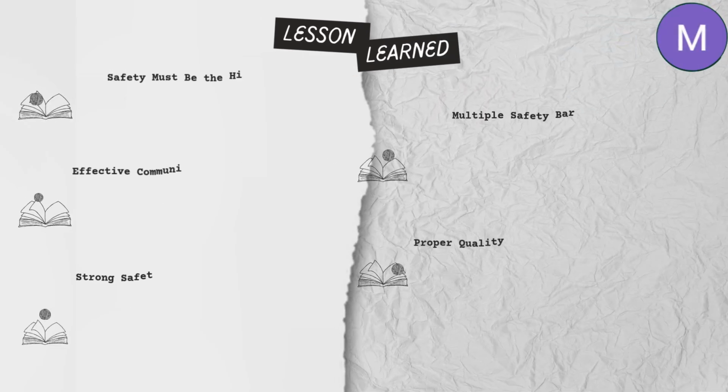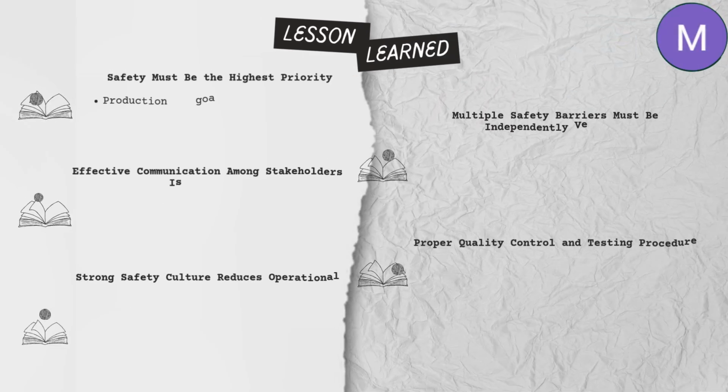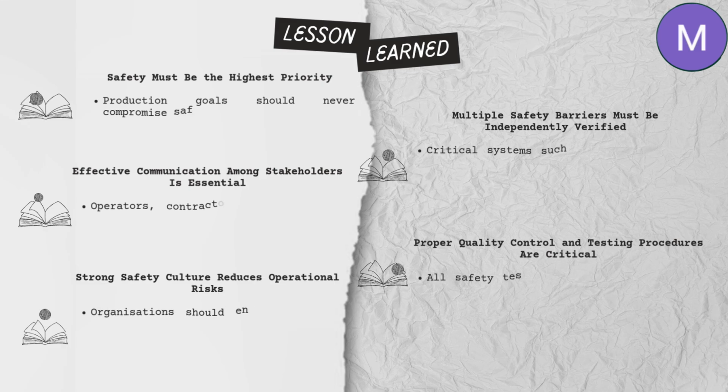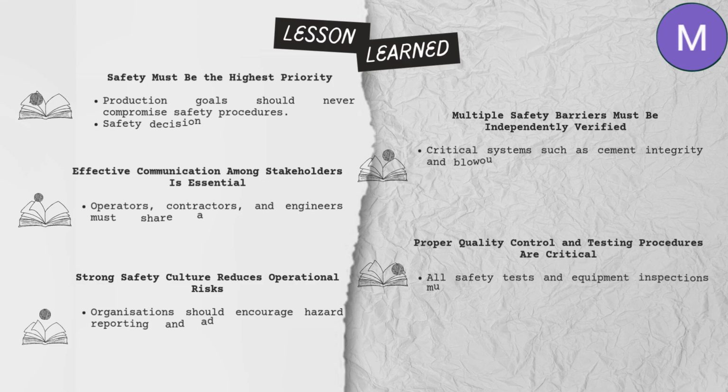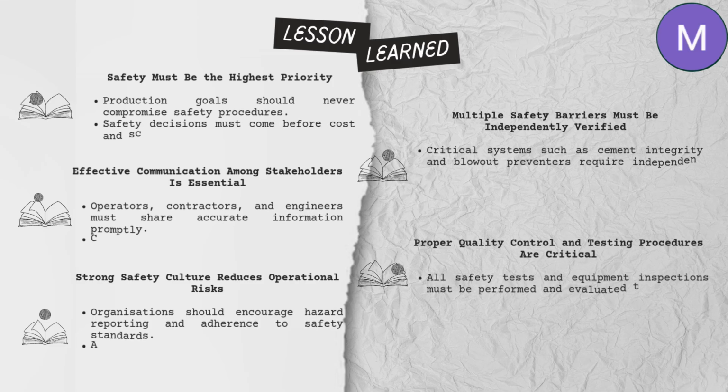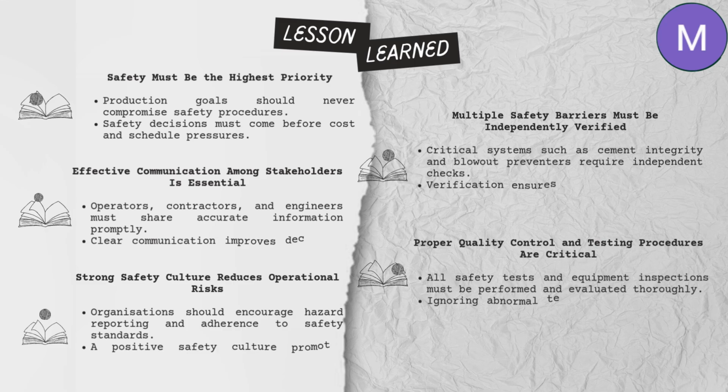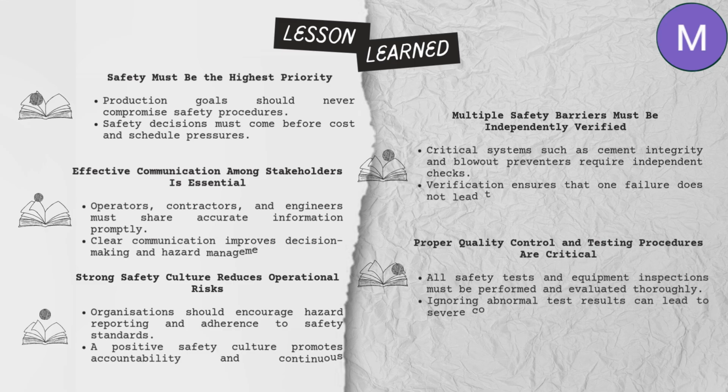From the Deepwater Horizon case study, there are five important lessons that can be learned. First, safety must always be the highest priority. In this incident, operational decisions were influenced by time and cost pressure, which contributed to unsafe conditions. Second, multiple safety barriers should be independently verified. Critical systems such as the cement barrier and blowout preventer failed simultaneously, showing that relying on a single layer of protection is insufficient.